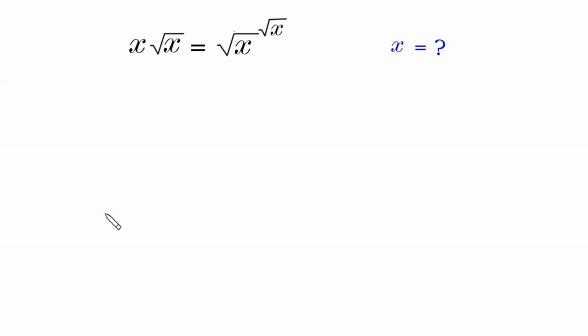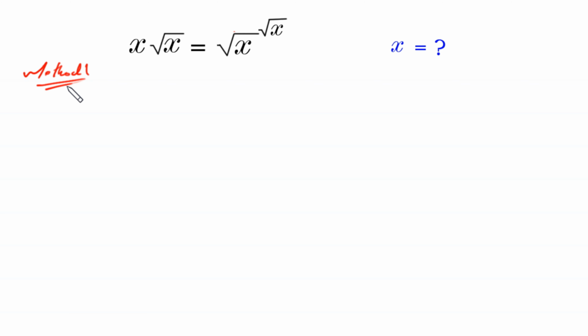Hello, welcome to how to solve this very nice exponential equation. x times square root of x is equal to square root of x to the power square root of x. We need to find all possible values of x. We will solve it by two methods, so let's start with method 1.